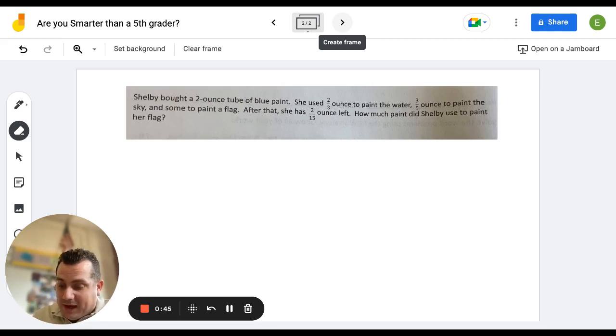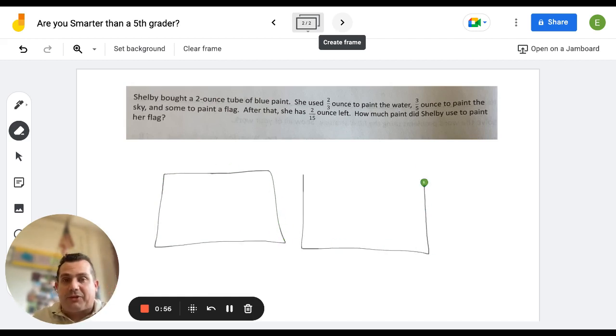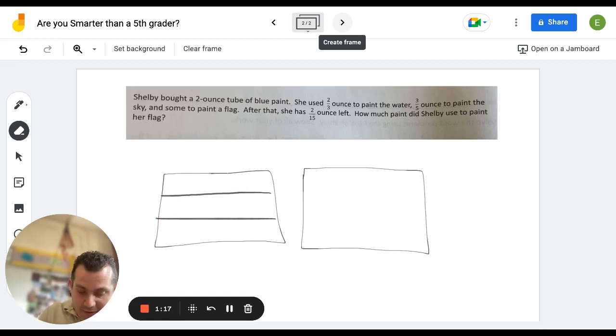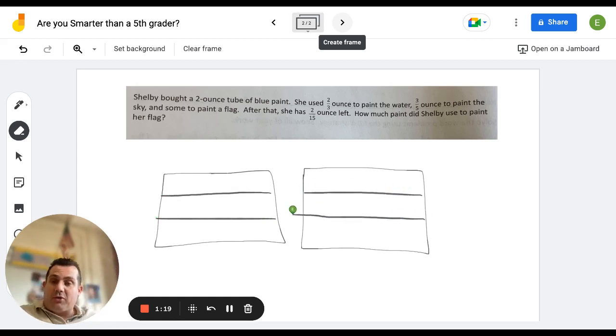So the first thing that we have to do here is we are going to draw two rectangles. These two rectangles are going to represent the 2 ounces of the tube of blue paint that we have. So I'm going to start here and say if we're using 2/3 of an ounce of blue paint, I am going to cut this in thirds. And remember, when you cut something into thirds, you're actually only drawing two lines across. So cutting it into thirds, you draw two lines.